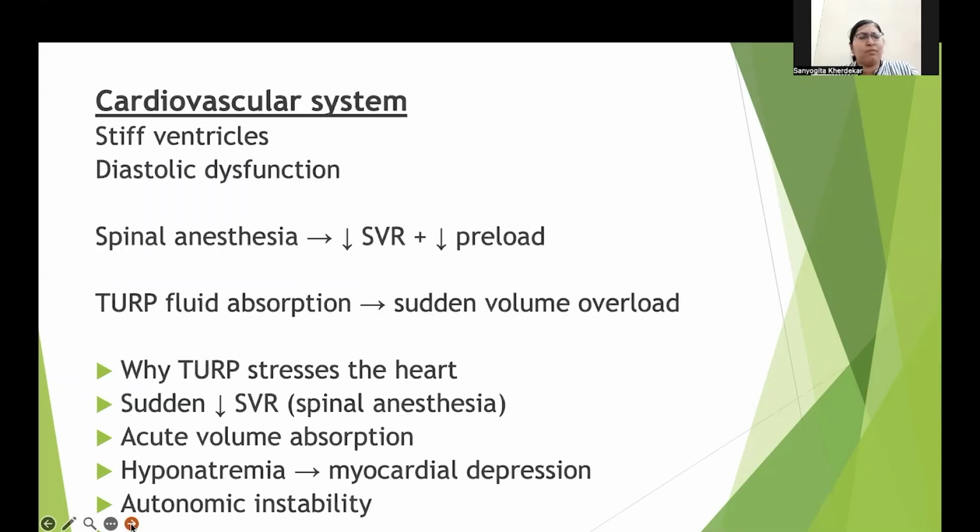Coming to each system, the concerns in the cardiovascular system: the patient will have stiff ventricles, and there will be diastolic dysfunction present. On top of that, spinal anesthesia, which we generally give for TURP patients, will lead to a decreased SVR and a decreased preload. In TURP fluid absorption, the patient will have sudden volume overload and the ventricles are not capable of adjusting to this. So again, why does TURP stress the heart? Sudden decrease in SVR, acute volume absorption of the irrigation fluid, and hyponatremia lead to myocardial depression and autonomic instability.